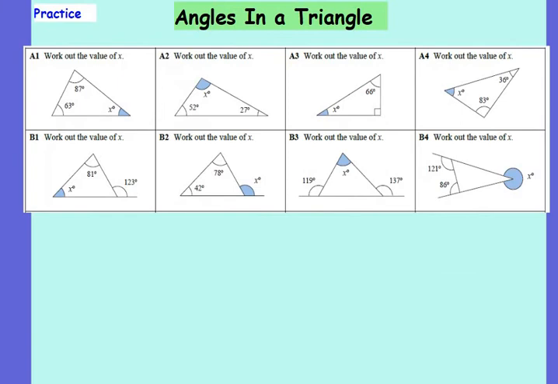Okay, Year 7, in your light blue books, can you pause the video and have a go at these 8 questions? Pause the video for about 10 minutes and work those out now, please.